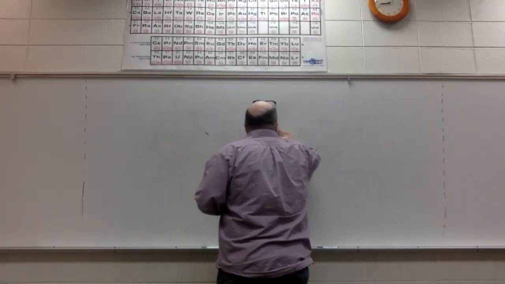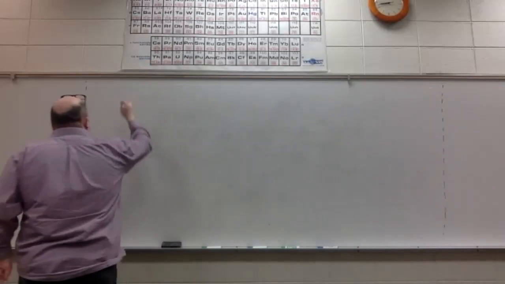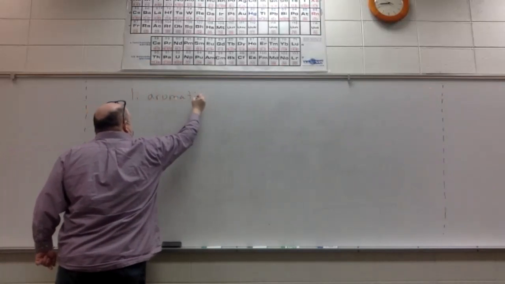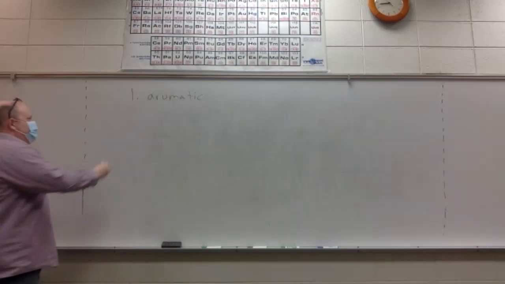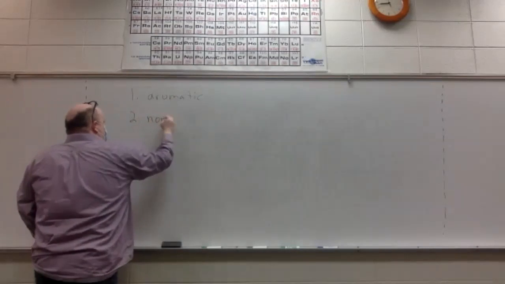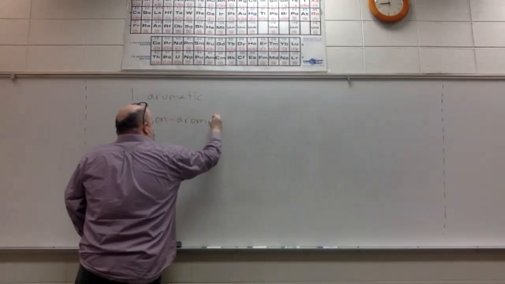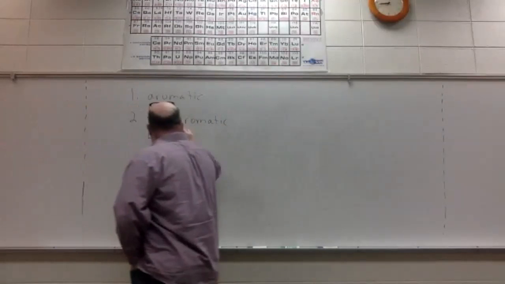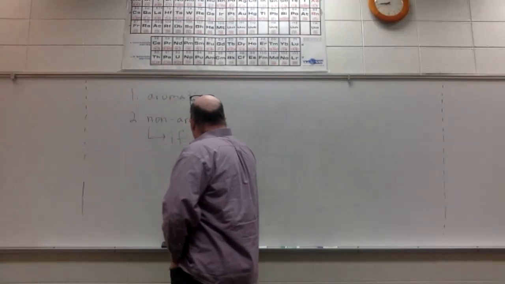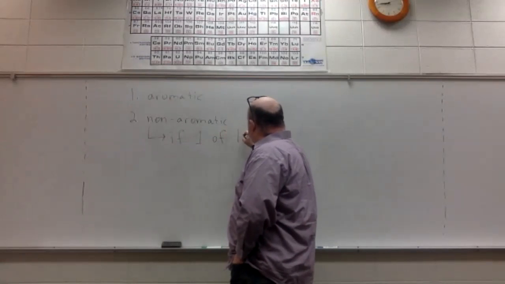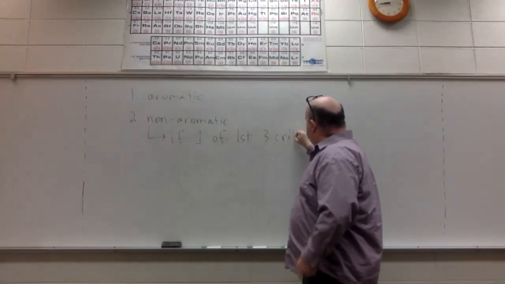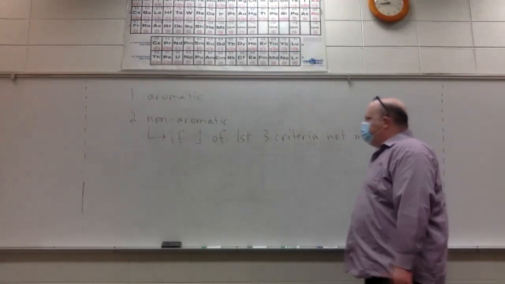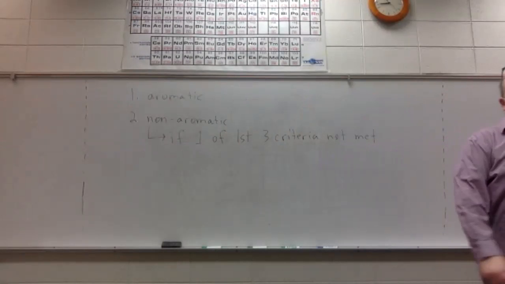So there's actually 3 different classifications we can make to a given compound. Number 1, it can be aromatic. Number 2, it can be non-aromatic. And we classify it as non-aromatic if one or more of the first 3 criteria is not met. At least one of the first 3 criteria is not met.